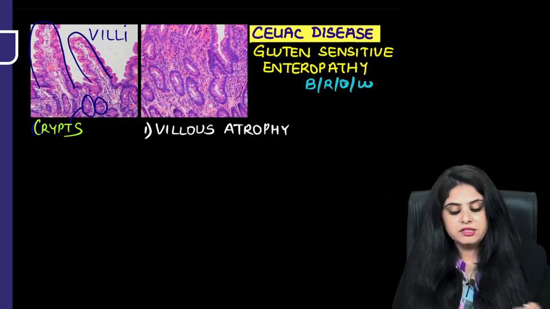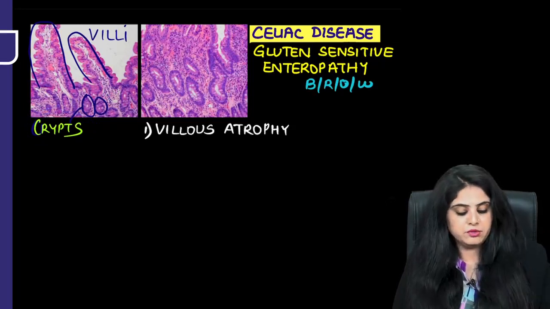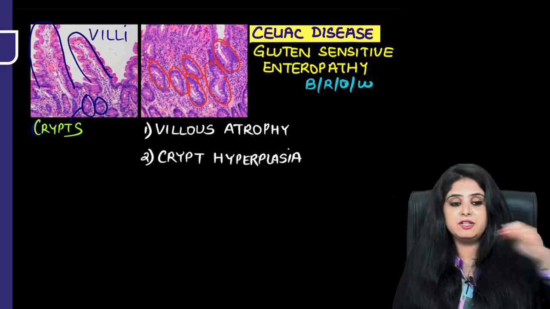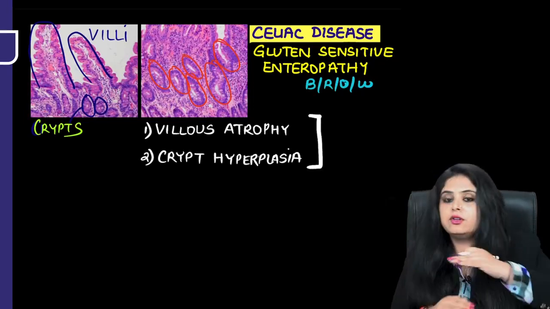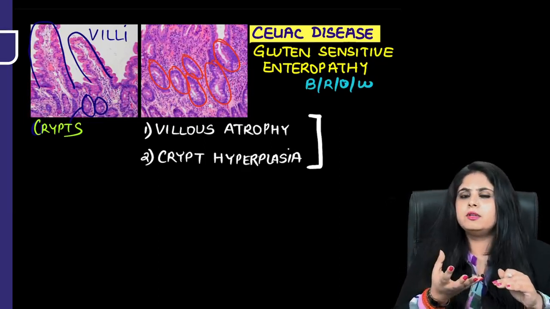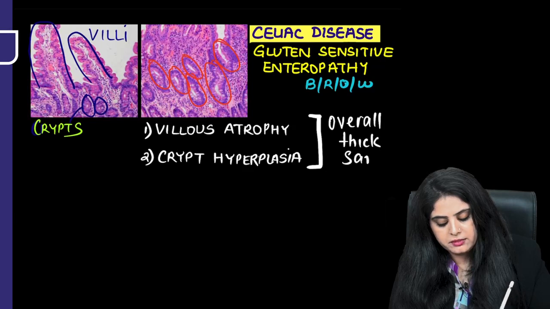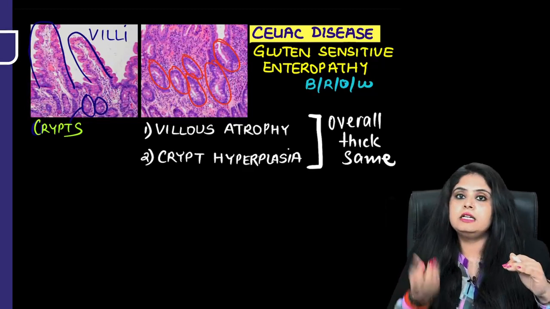Damage ho gaya. But these crypts, how can someone just come and destroy? I will compensate. So what do the crypts do? The crypts say that we will increase in number. We will fight back for you. We will fight back for the injustice done to the villi. So villi flatten and crypts emerge. So can I say that one thing is going to flatten, but the other thing will make up for it? So one day you don't study, but next day you study double. So overall syllabus ho gaya na? So can I say the overall thickness is going to remain the same because one thing is flattened and the other thing comes up. Villi are flattened, crypts come up.